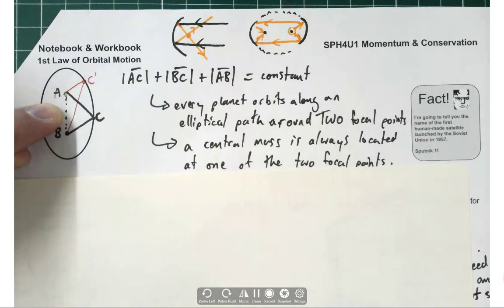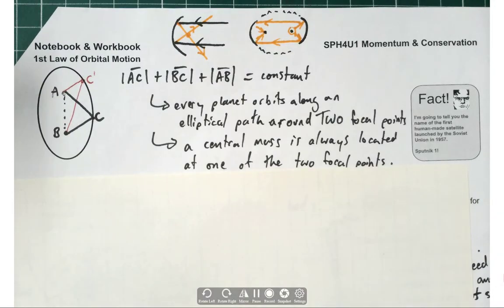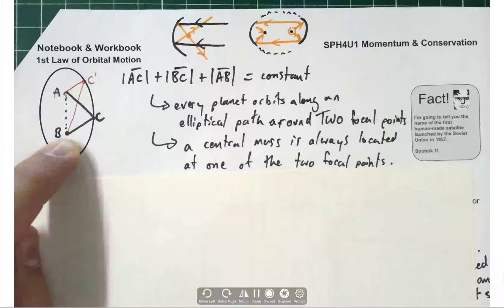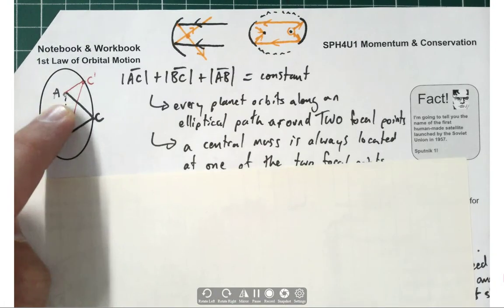And one of these two focal points is where the central body would have to be for the elliptical orbital system. So maybe the sun is at position B and the Earth goes around. There's nothing at position A. It's a geometric artifact, okay? But there's nothing at position A.